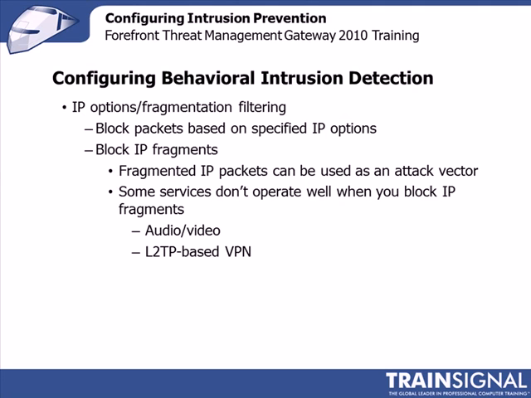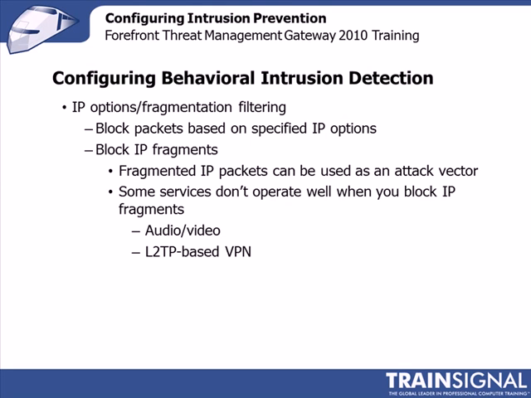In addition, Threat Management Gateway can help protect you from IP options issues as well as IP fragmentation. You can actually block packets based on specified IP options. Now, this is not like saying TCP port 43. That's a firewall rule. TCP/IP has what are called protocol numbers, and you can block based on those protocol numbers or options. And we're going to see that over on the Threat Management Gateway system in a few minutes.